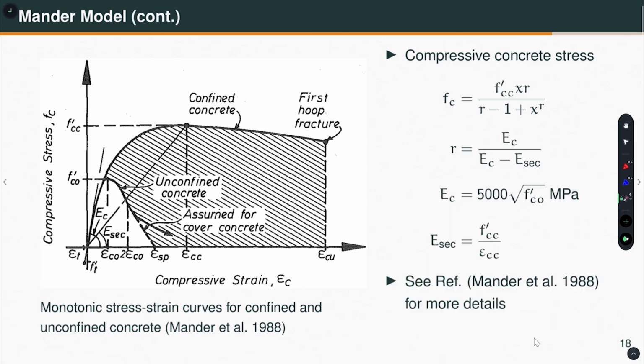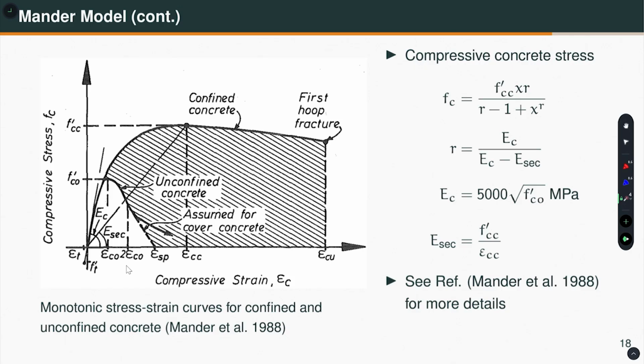Okay. What is this parameter r? r is the ratio of E_c, the initial modulus, divided by E_c minus E_secant. E_secant is this modulus, right. So, that is how r is defined. E_c is taken to be 5000 square root of f_co prime, very similar to our Indian code, where we take f_ck. E_secant, like I said, is the slope of this line, so f_cc prime divided by epsilon_cc. So, this is how the monotonic envelope is defined.